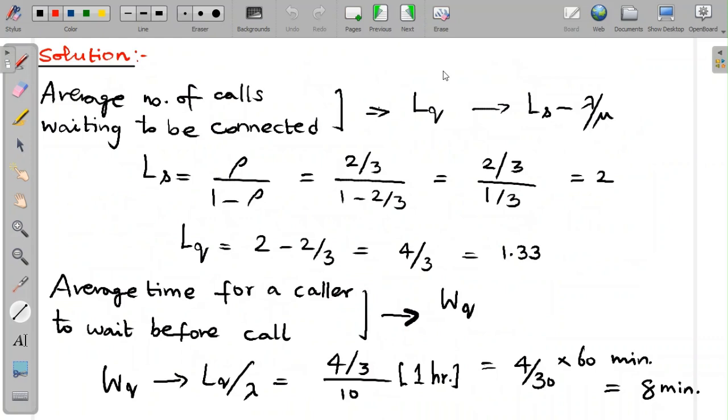The average time for a caller to wait before his call gets placed is WQ, because he's waiting. We know that WQ is the ratio of LQ to lambda. That's 4 by 3 upon 10 of an hour. That's 4 by 30 of an hour, which is 4 by 30 of 60 minutes. That comes down to 8 minutes.